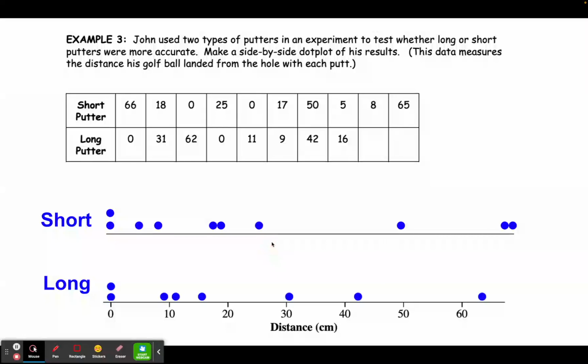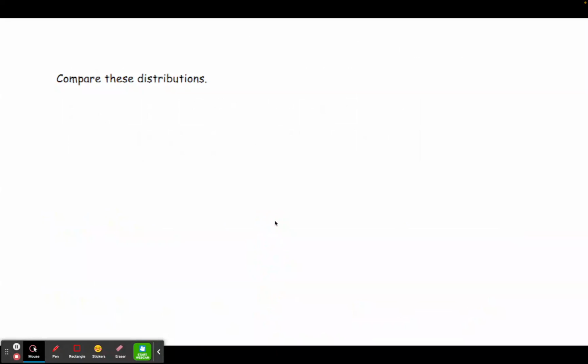Now you can do the same thing with the long putters. And you'll notice that these distributions look pretty similar. Both of them had two putts where he actually made it into the hole. The short putter, we had a couple that were a little bit further away, but overall the shape is about the same for both. It looks very similar. And also the average distance is probably going to be about the same. It's probably going to be right about here for both of them.